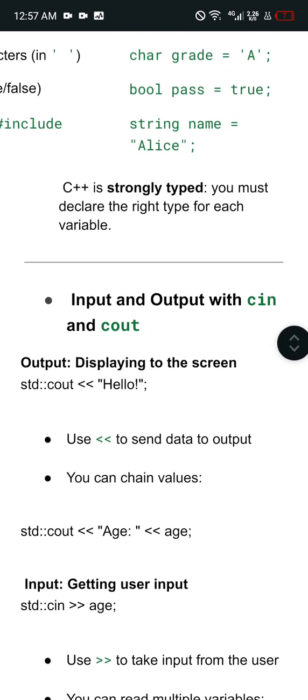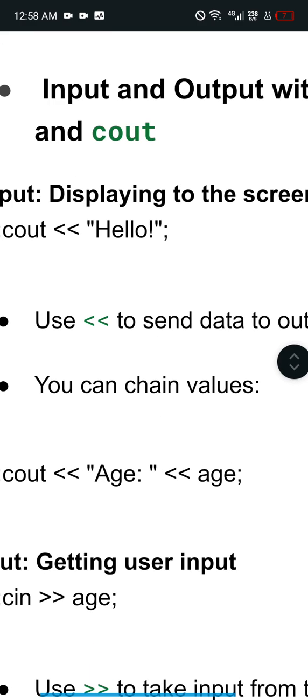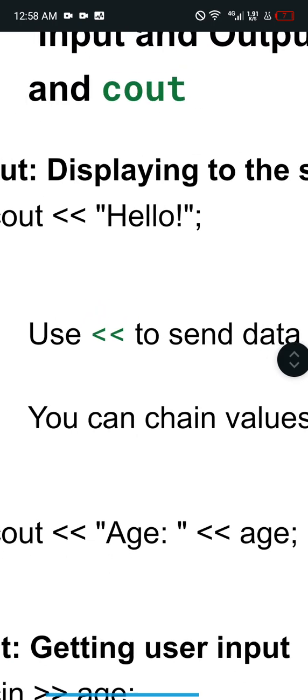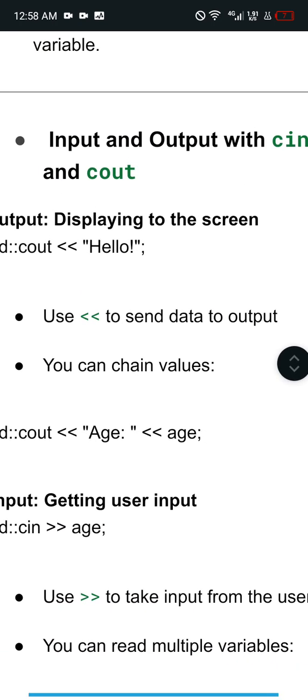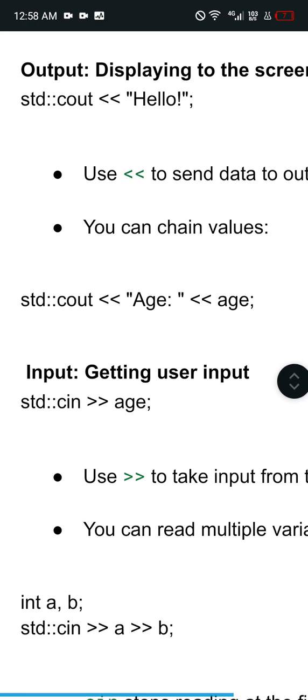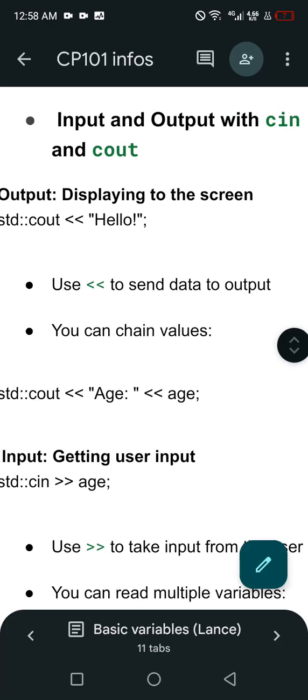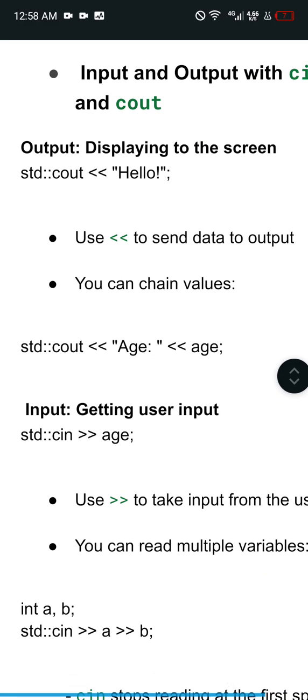Input and output with cin and cout. Output is like displaying something to the screen. For example, if you cout hello, it will print hello. And this symbol is used to send data to the output. You can also chain the values like this. By chaining, we can effectively print it out in the order we put it.